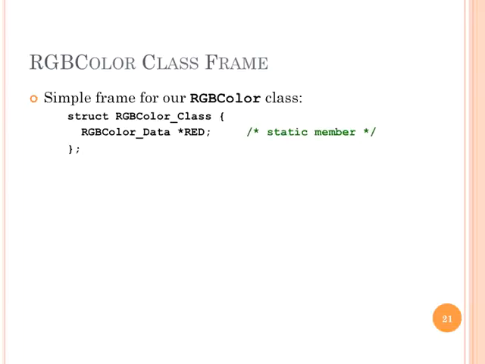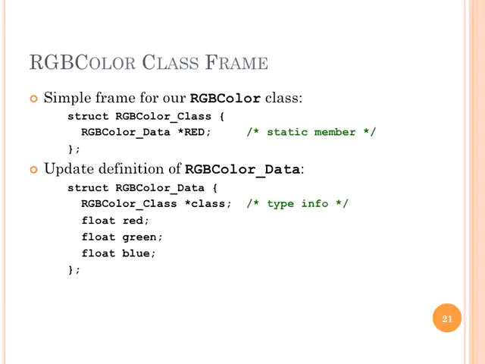So again, simple translation, RGB color underscore class. And in there we have one member, which is a static member, like I say here, RGB color underscore data red. So this is going to represent our red color. And our RGB color data definition changes because we want to be able to store a pointer to our class information.